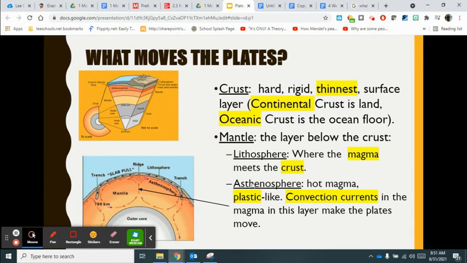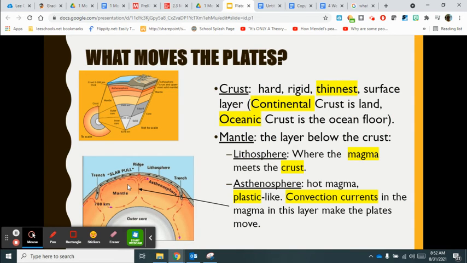What moves the plates? The crust is the hard, rigid, thinnest surface layer. Continental crust is land, and oceanic crust is the ocean floor. The mantle is the layer below the crust. The lithosphere is where the magma meets the crust. The asthenosphere is hot magma. It's plastic-like, so it's easy to move. And convection currents in the magma in this layer make the plates move.